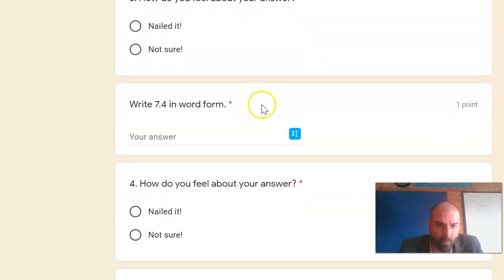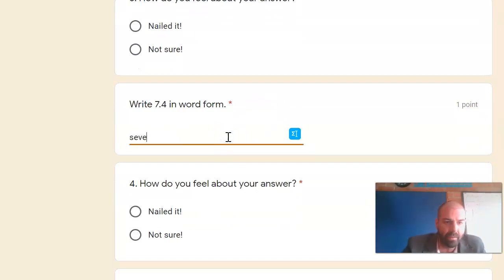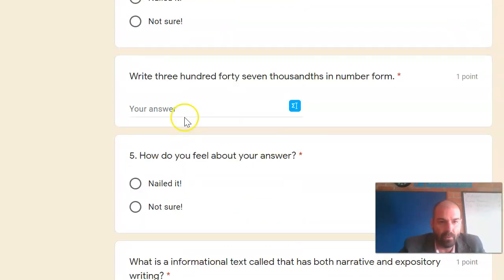Write 7.4 in word form. 7 and 4/10. That would be 7 and 4/10. Like that. Write 347 thousandths in number form.